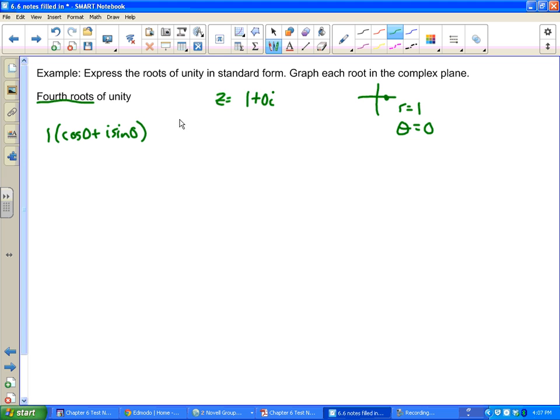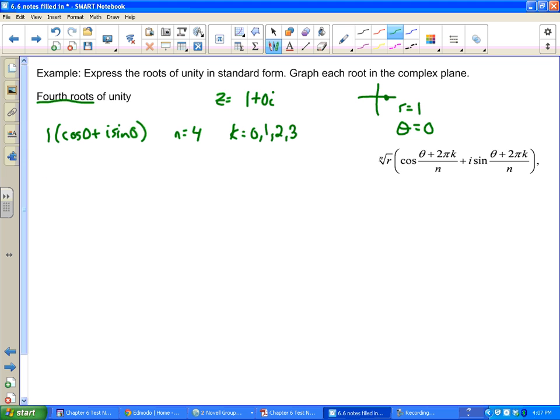Now, we're finding fourth roots, so our n is 4, and we're using that formula that we've been using. Copy and paste is a wonderful thing. This formula right here. Since it's fourth roots, we should be plugging in k equals 0, 1, 2, and 3, because we're trying to get 4 answers, so that's the 4 numbers we're going to plug in.